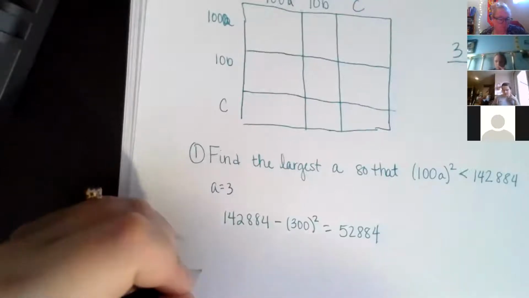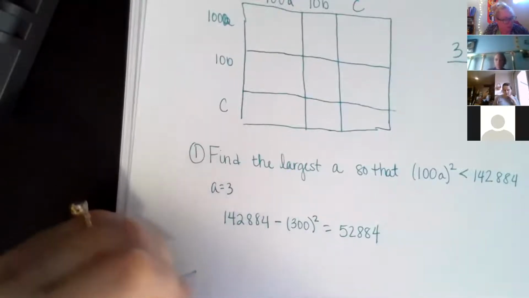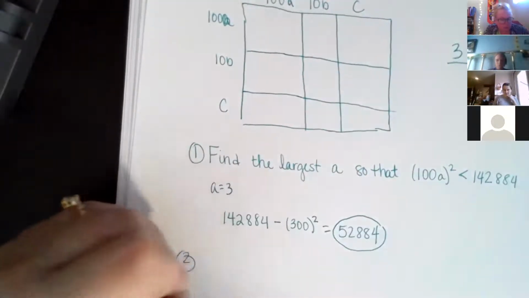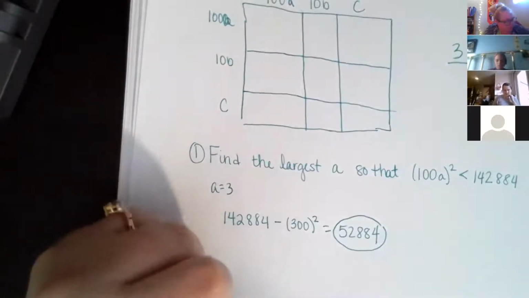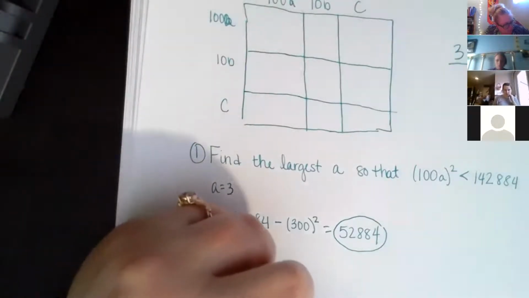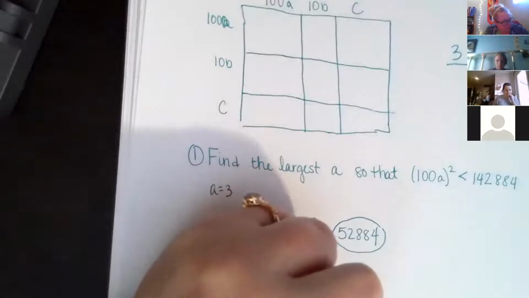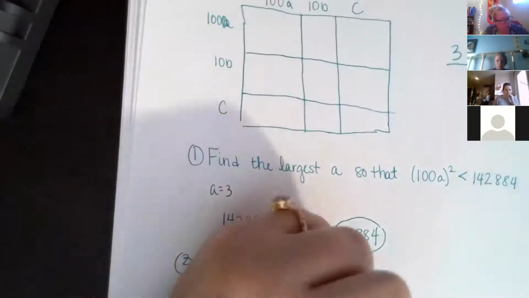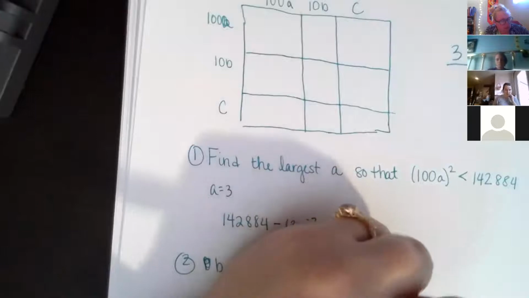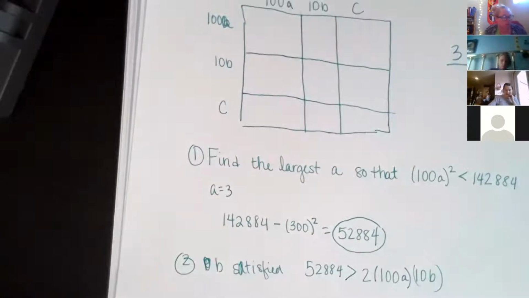Okay, so I'm a little bit confused on the next step. So then number 2, little b, satisfies: 52,884 has to be bigger than 200A times 10B, right? Okay, so we're just dealing with those two right now.